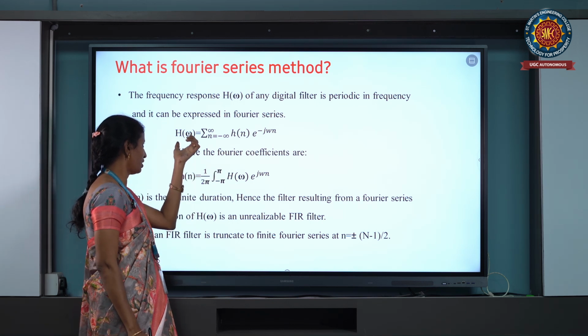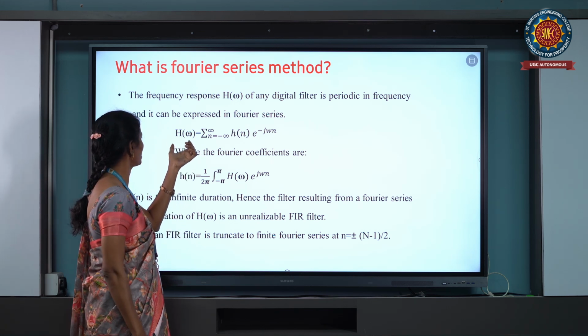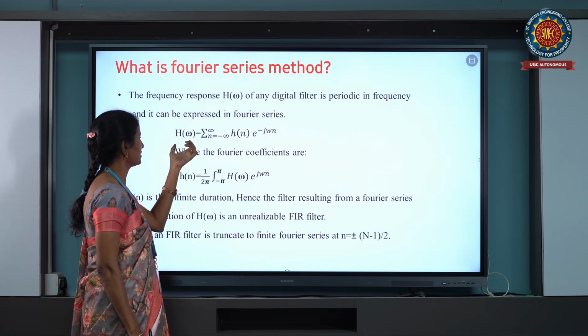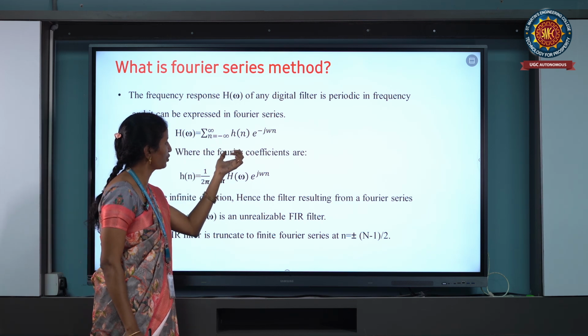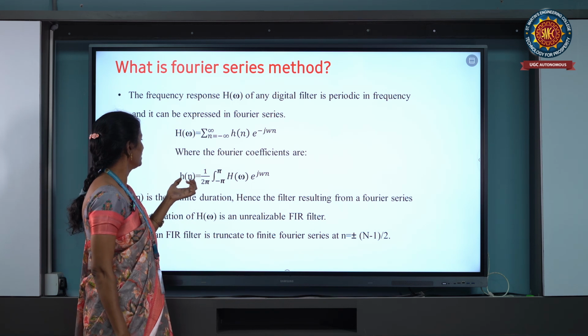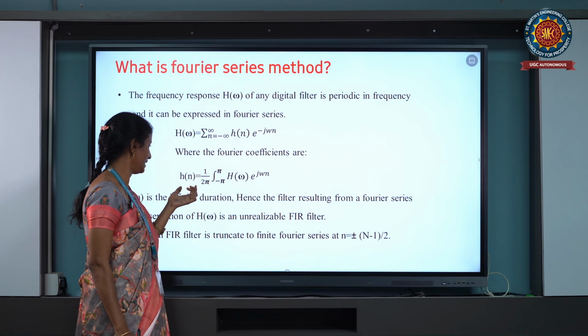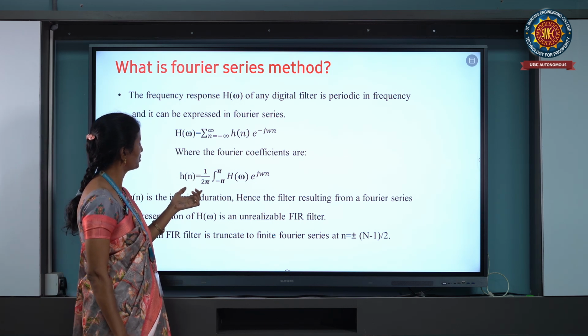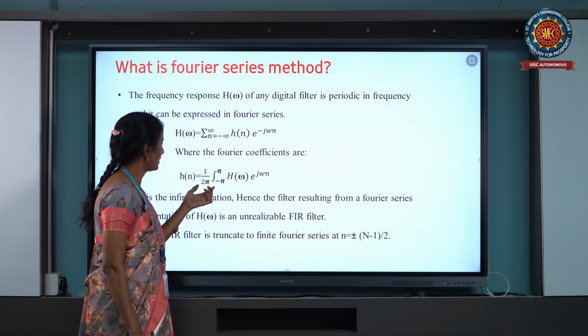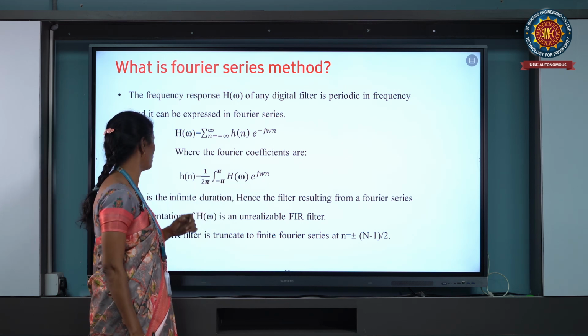where capital H of omega is the frequency response of the filter, and H of n is the filter coefficients or impulse response of the digital filter. The filter coefficients or impulse response H of n is equal to 1 by 2 pi integral minus pi to plus pi capital H of omega into e power j omega n.